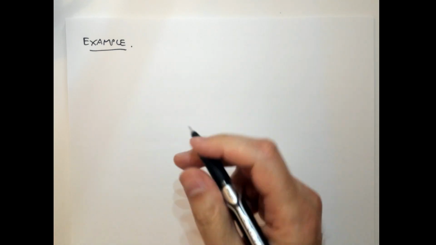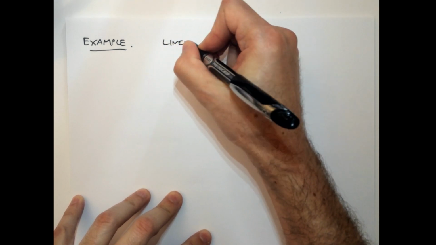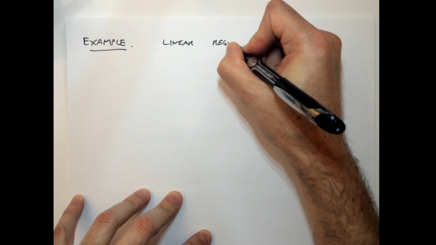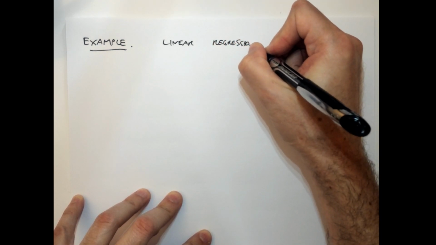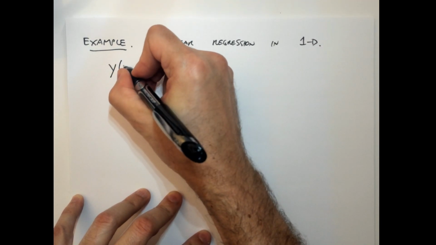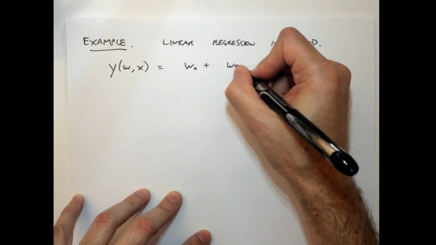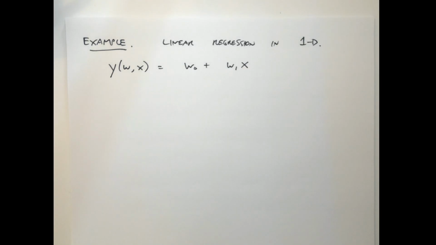So let's suppose I'm going to minimize a very simple function. Linear regression in 1D. That's like saying my model is W0 plus W1x. So I have two parameters, W0 and W1. Now, I actually know that I can solve this problem directly with a linear least squares problem.